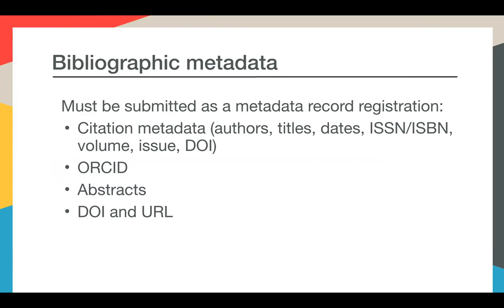As I mentioned, bibliographic metadata includes basic citation metadata, anything that would be used in citing an item. It may also include ORCIDs for authors as well as JATS formatted abstracts. This metadata is used specifically to identify the items being registered. It is also distributed to third parties and is used to look up your DOIs so that people can link to your content. So it's important that this metadata record is clean and complete. We can't really create a decent metadata record without you sending us the good metadata.